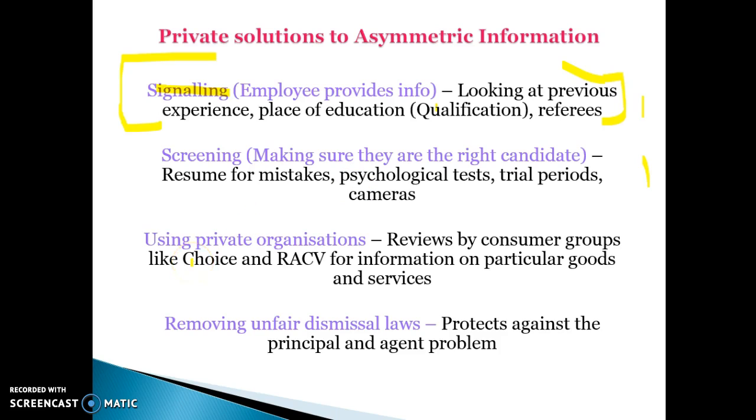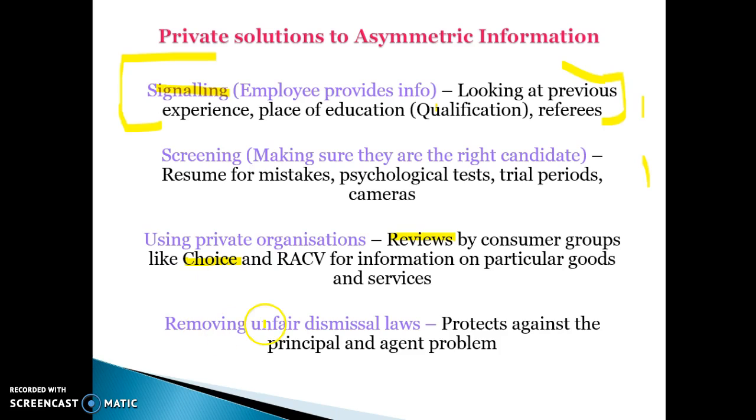You may also use private organisations. Reviews on the internet are really important for reducing asymmetric information because you find out more about the product. It's like reviews from Choice and RACV. There are other products on the internet like iSelect for insurance or Trivago, where you can compare hotels to give you more information about the types of products available in the market.